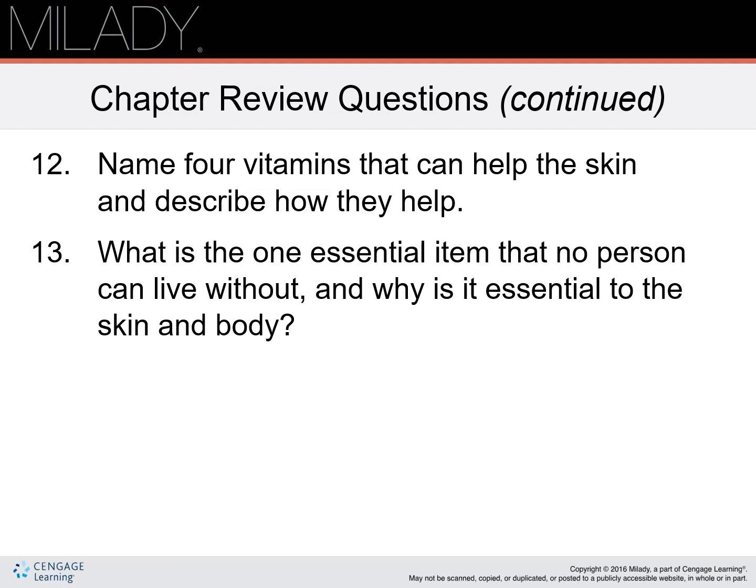What is the one essential item that no person can live without, and why is it essential to your skin and your body? That's water. It is essential in maintaining the health of the skin and the body because it sustains the health of cells, aids in elimination of toxins and waste, helps regulate the body's temperature, and aids in proper digestion.